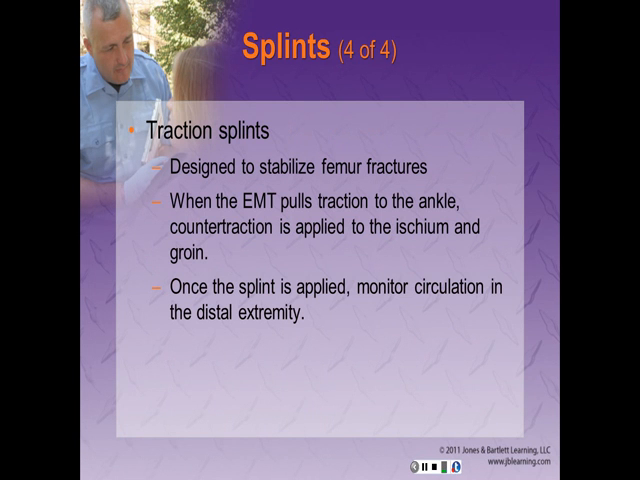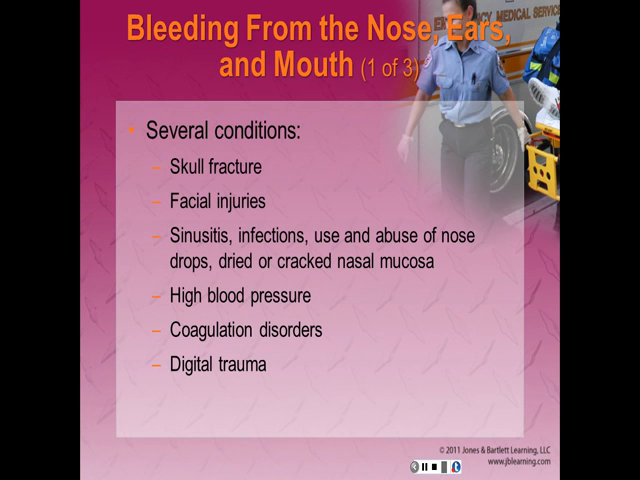When the EMT pulls traction to the ankle, counter-traction is applied to the ischium and groin. This reduces the thigh muscle spasms and prevents one end of the fracture from impacting or overriding the other. You pad these areas well to prevent applying excessive pressure to the soft tissue of the pelvis. Once you apply a traction splint, monitor circulation in the distal extremity.